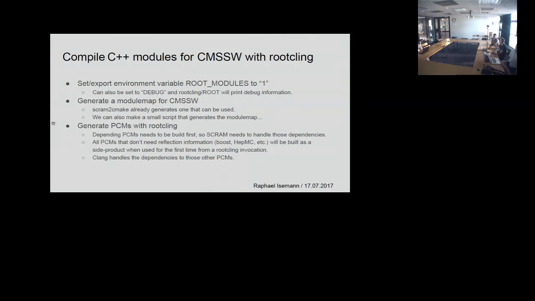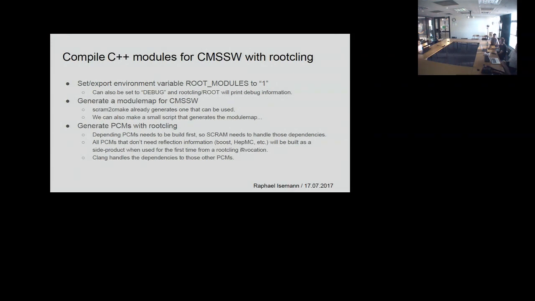Once we have the module map, we can actually start generating the PCMs or the C++ modules with rootcling. The only thing is that SCRAM, the build system of CMSSW, needs to know the dependencies between rootcling invocations now. So if you use a library, then it needs to make sure that the dictionary and the PCM for this library are built before you start using rootcling on the current library. So this is something that SCRAM has as an additional requirement when using modules. And otherwise, it doesn't change a lot.